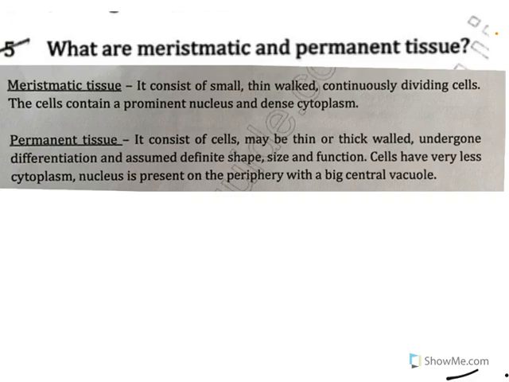What are meristematic and permanent tissues? Meristematic tissue consists of small, thin-walled cells continuously dividing. The cells contain a prominent nucleus and a dense cytoplasm. But when it comes to permanent, it consists of cells that may be thin or thick. They undergo differentiation, meaning they get a definite shape, size and function.